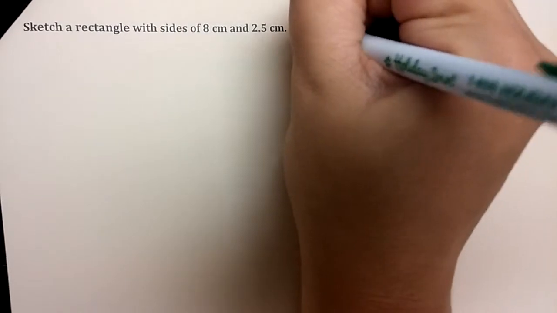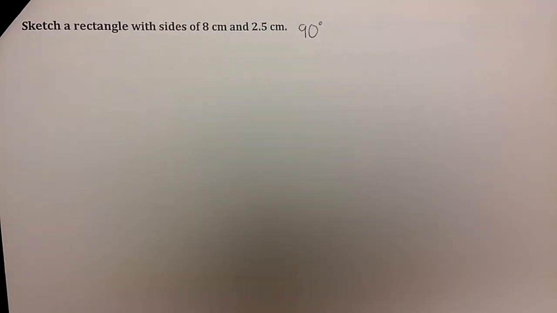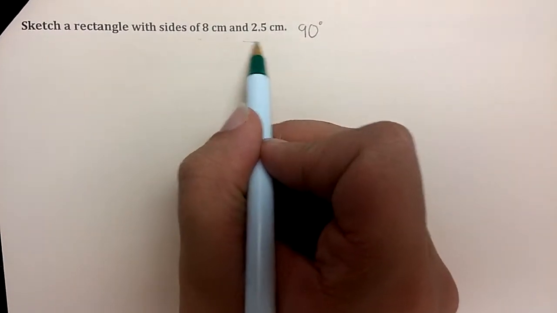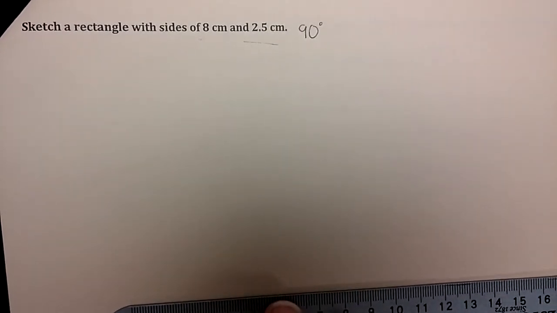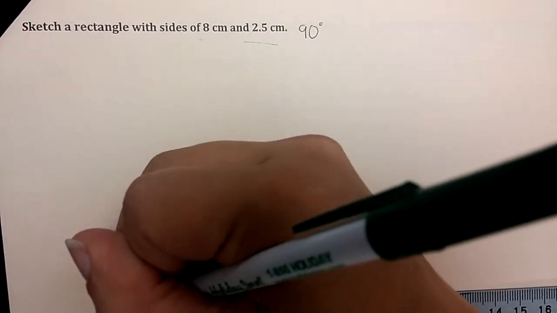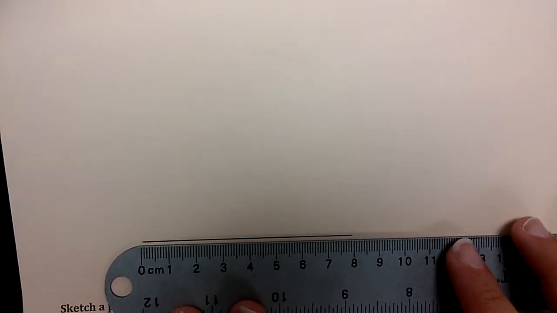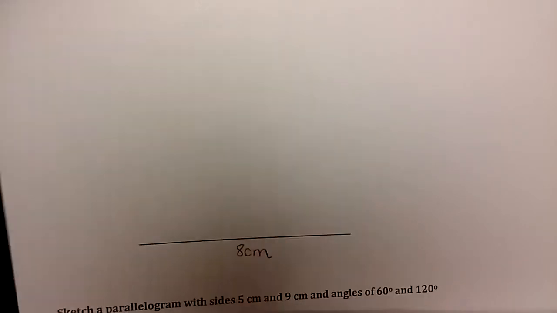So the first figure we're going to draw is a rectangle with sides of 8 centimeters and 2.5 centimeters. Remember, rectangles have 90-degree angles, so we have to keep that in mind. And opposite sides are the same, so we have two sides that are 8 centimeters and two sides that are 2.5 centimeters. So I start off by using a ruler and drawing a side that is 8 centimeters long. Move my paper up so you can see. So I drew 8 centimeters long, and I will label that 8 centimeters.